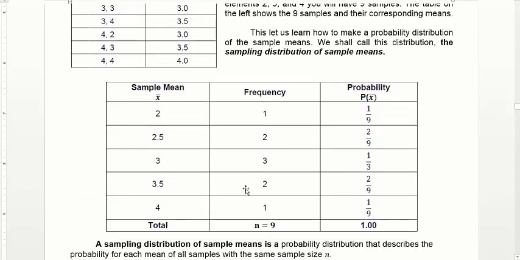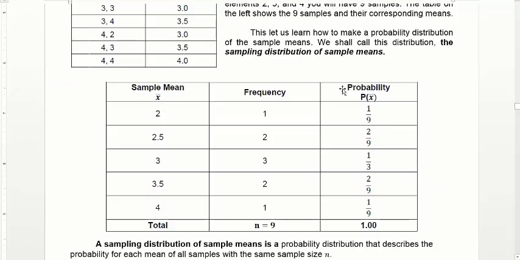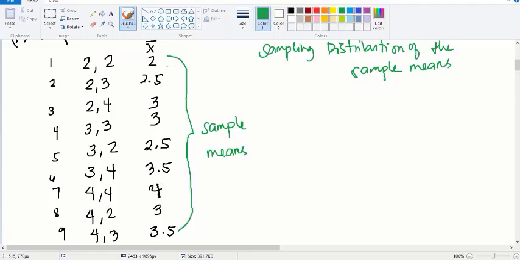Pag i-distribute natin 'yan, you will get the sample or sampling distribution. How are we going to distribute that? So, ano ba 'yung mga value na meron tayo ngayon dito?